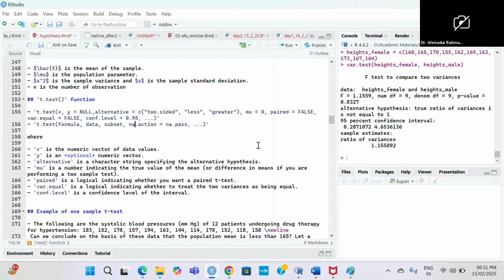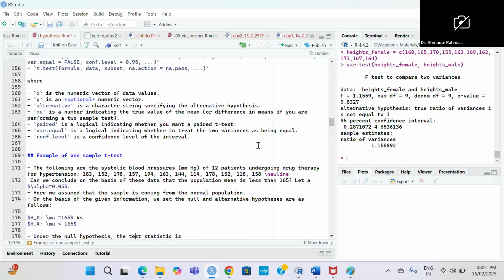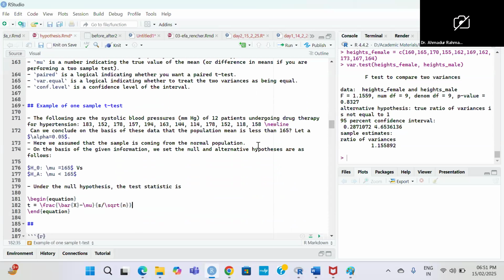Okay, so we have considered a data set. This data set is of blood pressure from hypertension patients. Okay, and there are 12 patients whose blood pressures were recorded. Now we are going to say from which population this data is taken, so whether the mean of that population's blood pressure is 165 or not.